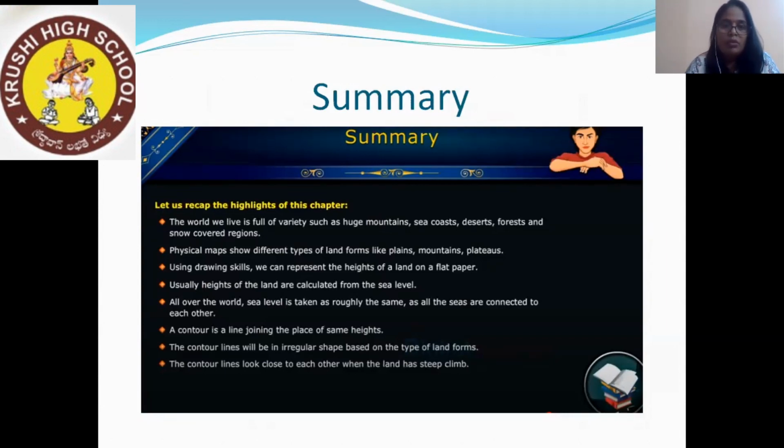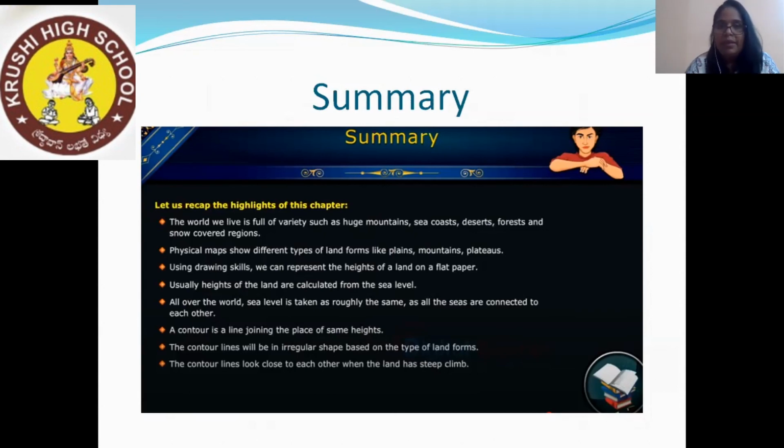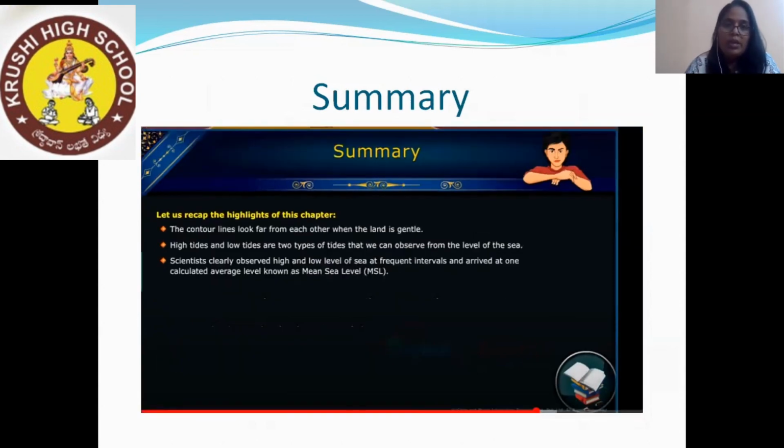The contour lines will be in irregular shape based on the type of landform. The contour lines look close to each other when the land has a steep climb. Next, the contour lines look far from each other when the land is gentle, right? High tides and low tides are two tides that change the level of the sea. Scientists clearly observed high and low levels of the sea at frequent intervals and arrived at one calculated average level known as mean sea level.